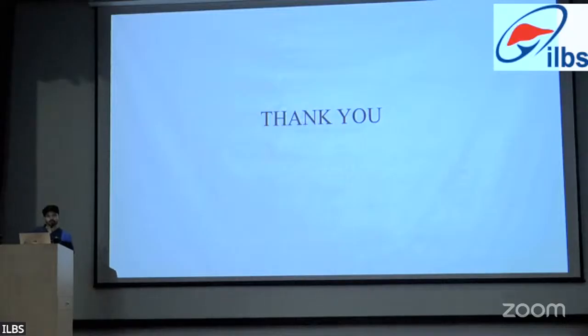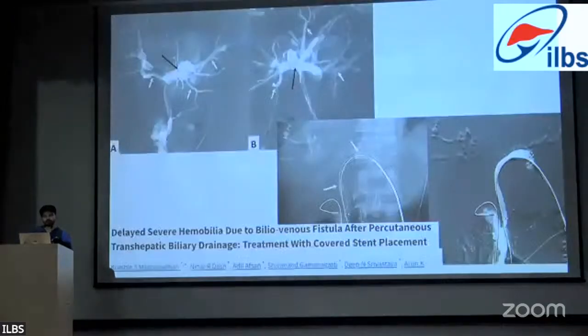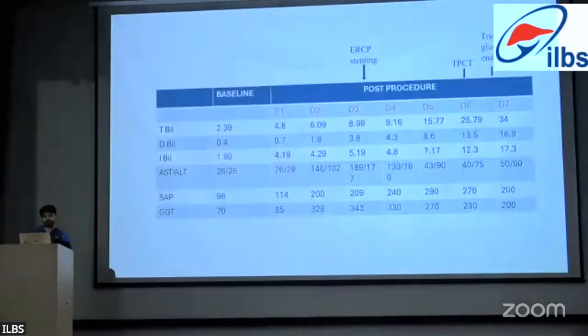The bilirubin is rising every day, sir. It has gone up to 34. Previously, when the patient came, it was just 3 to 6, 6 to 8, 8 to 12, and gradually you can see the trend. Day 1, 4.8; day 2, 6.9; day 3, 8.9; day 4, 9. So you can see day 7, 34.